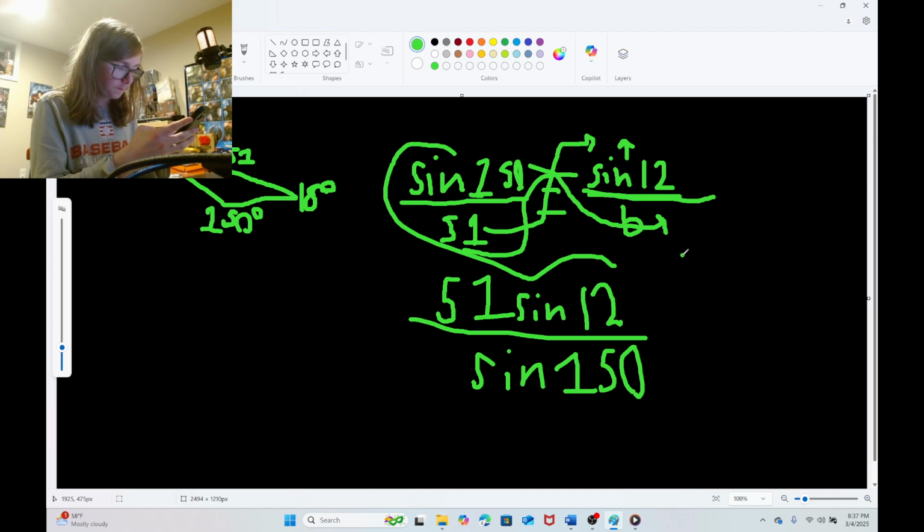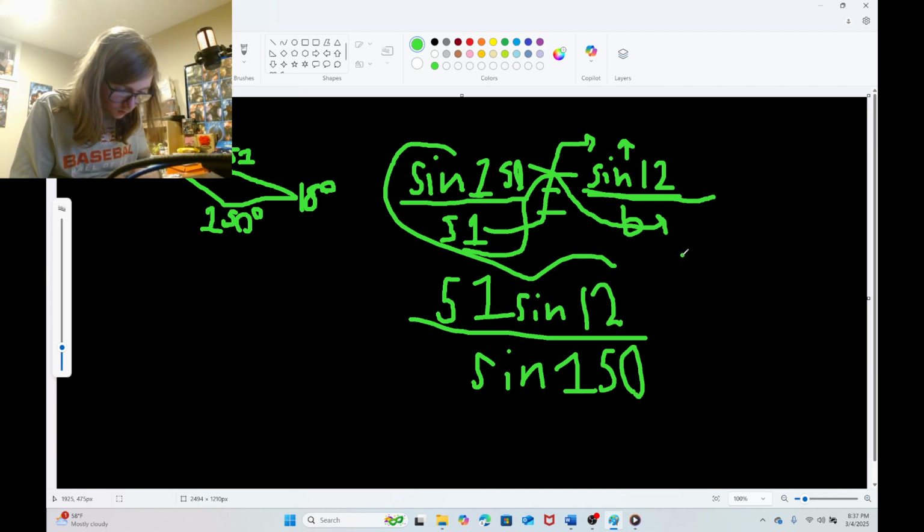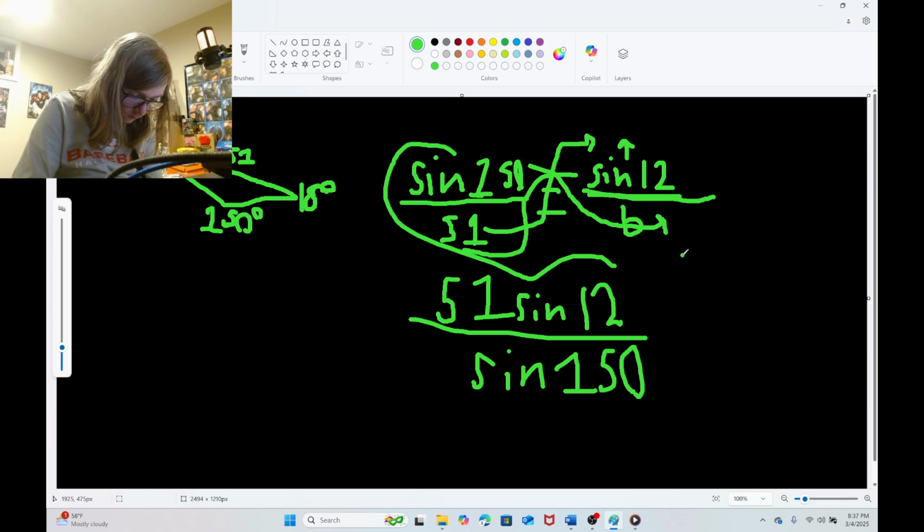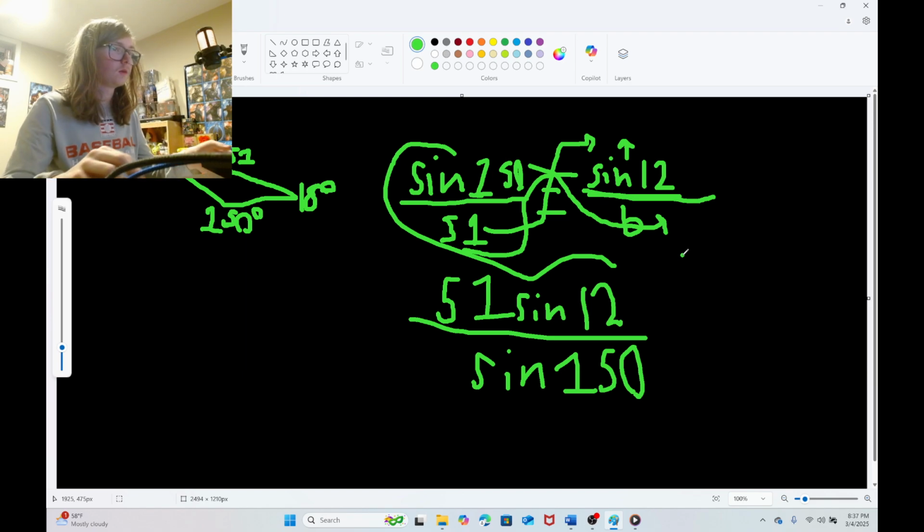We have 51 sine 12 divided by the sine of 150, which gives us the side length of 21.2. Side B is 21.2. Okay, makes sense, right?